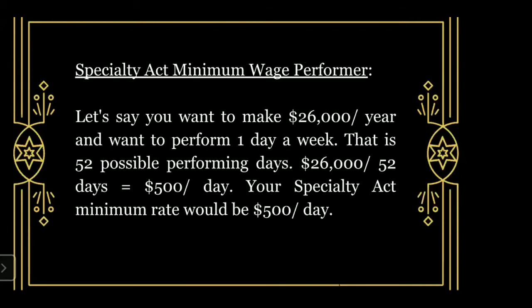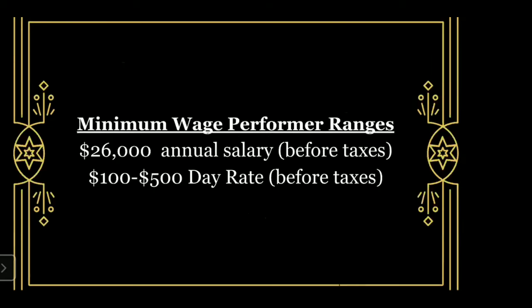At 52 weeks, $26,000 a year, you got 52. If you're only working 1 day a week, that's only 52 days. So that equals $500 a day for a newer specialty act or someone who just has really low financial expenses. Okay, so a minimum wage performer who's hoping to make $26,000 annually before taxes, their range is $100 to $500 a day.